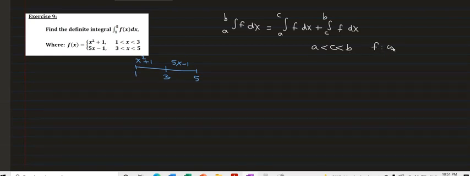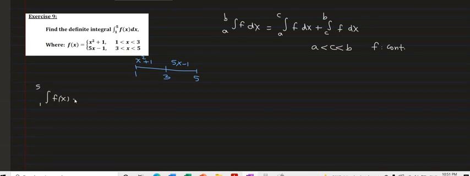You remember this property: the integral from a to b of f can be divided into the integral from a to c of f and then from c to b of f dx, if c is between a and b. And of course f has to be a continuous function as well, which we will always have, like here, where we have two polynomial functions.